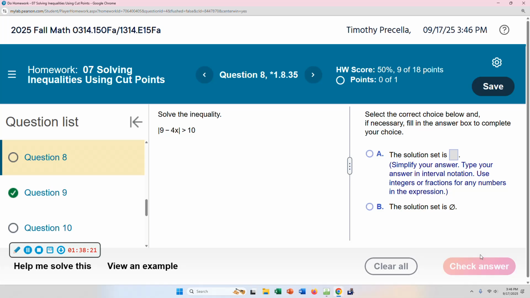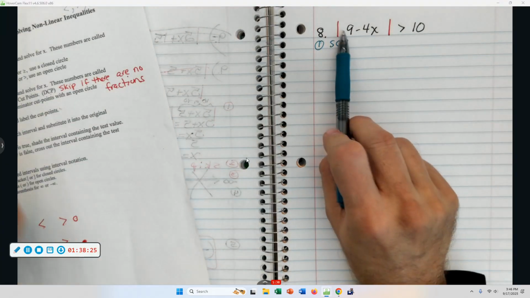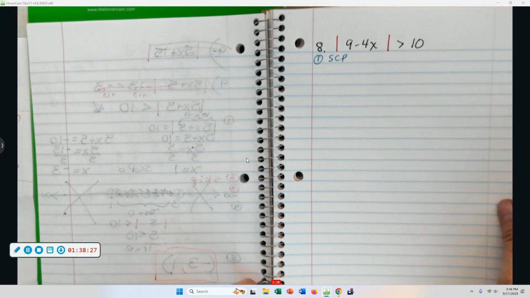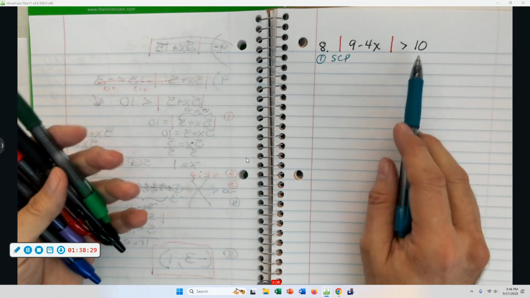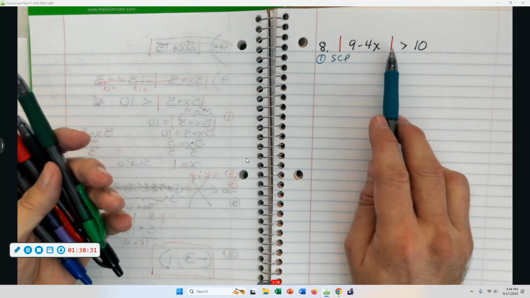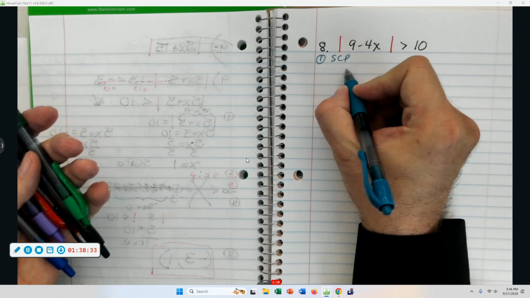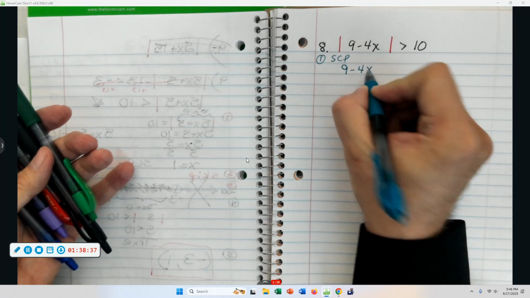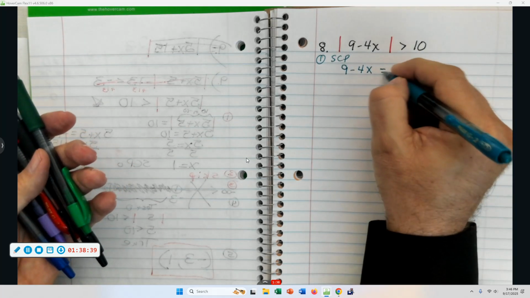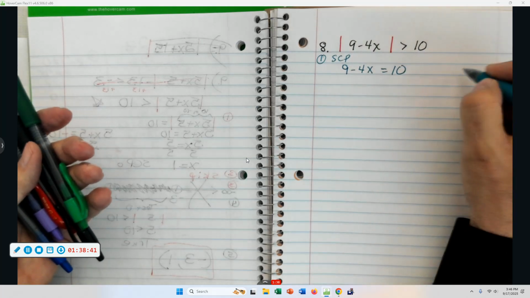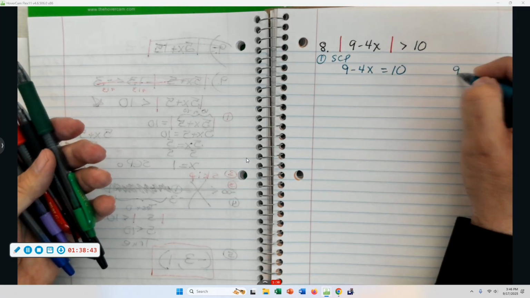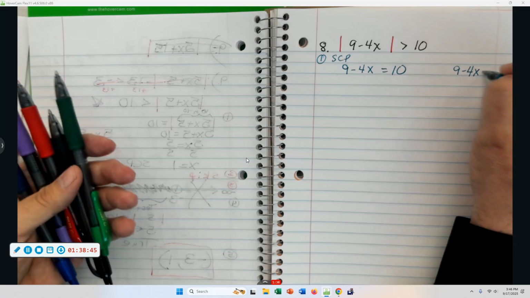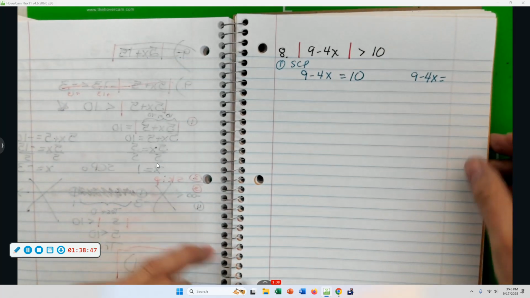Oh, wait, I better switch you over. The absolute value of 9 minus 4x is greater than 10. And notice the absolute value is already isolated. You don't have to move any terms around. So we can go straight to 9 minus 4x equals positive 10, or 9 minus 4x equals what? Negative 10.